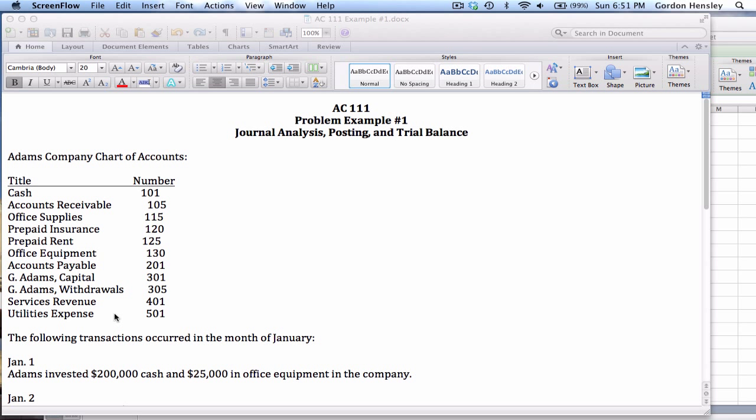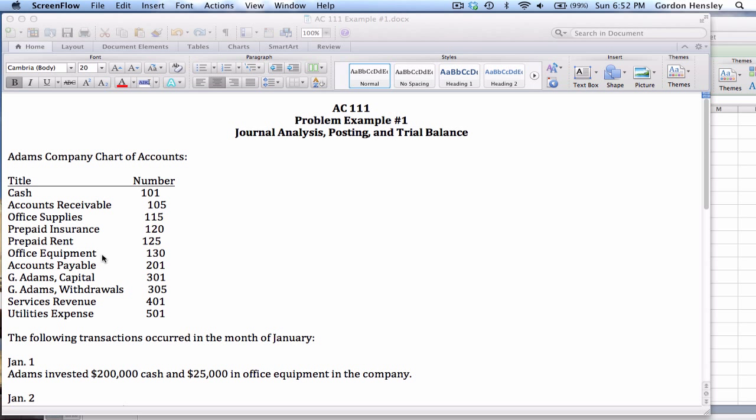Now remember, no two companies are alike, and no two companies' chart of accounts are going to be alike. You're only going to see accounts on here for items that they actually use. So first of all, I see several assets. I see cash, accounts receivable, office supplies, prepaid insurance, prepaid rent, and office equipment. All of those are assets.